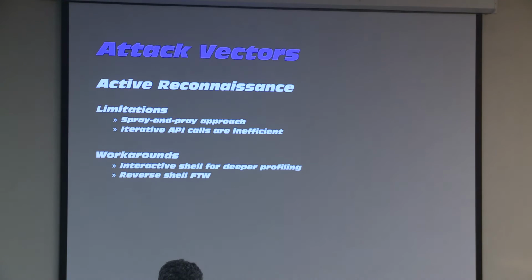So some of the limitations are, it's kind of a spray and pray approach. We're kind of poking around, seeing what we can find. Iterative API calls are pretty inefficient. It's not quite brute forcing, but you're really trying to find out, in a very inefficient way, what can be done. So, some of the workarounds.